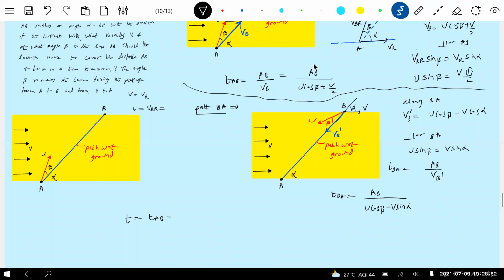TAB plus TBA. TAB is AB by U cos beta plus V cos alpha, or V by 2, plus BA by the other speed. This we can simplify. So we know T, we know AB, beta and U are unknown. I think we can solve it.